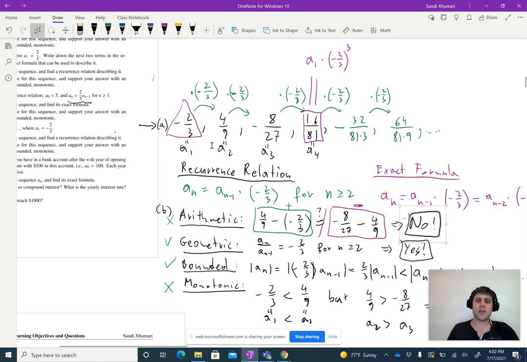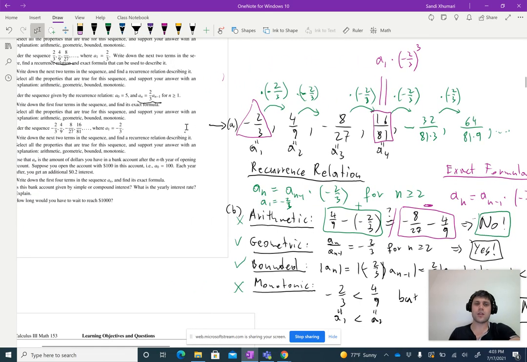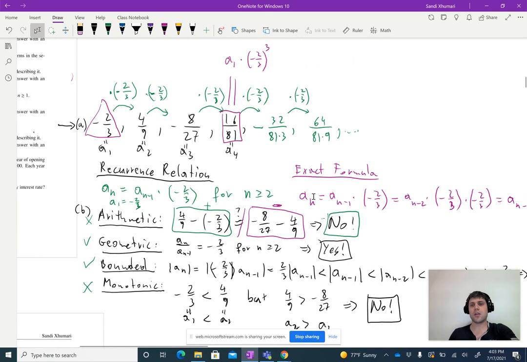And another thing that you need to mention when you write the recurrence relation, and I forgot to put in here, is the initial term, so a sub 1 is negative 2/3. You need that because if you don't have an initial term and you give me the recurrence relation, you could have many sequences that start off at different points and continue very differently than what was intended.